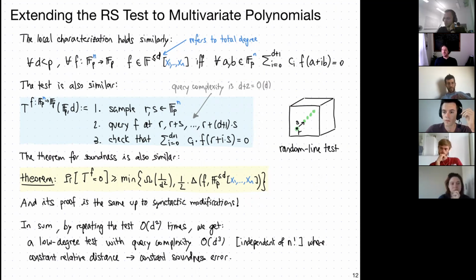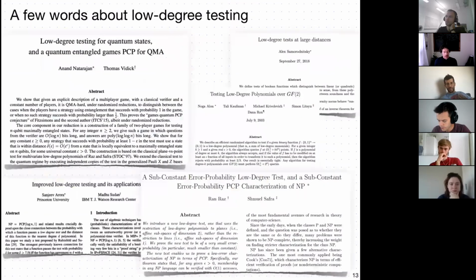Okay, so it seems that we managed to survive through all these calculations and heap of notation, and hopefully you got some nice ideas from it. I wanted to conclude by saying that low degree testing is not just a nice paper from '96, but rather a very active field of research to this day.